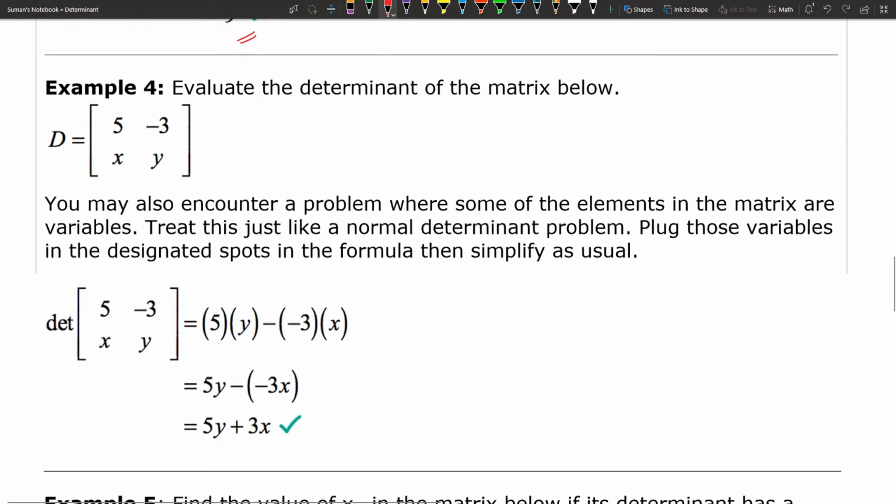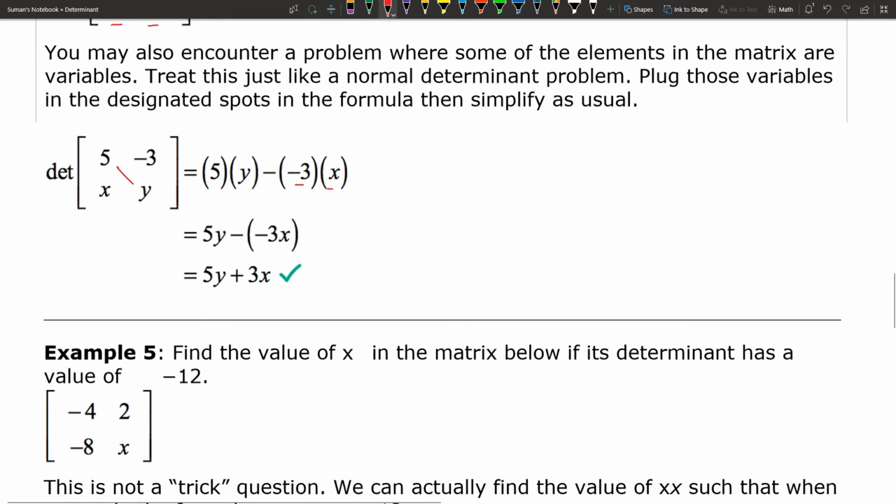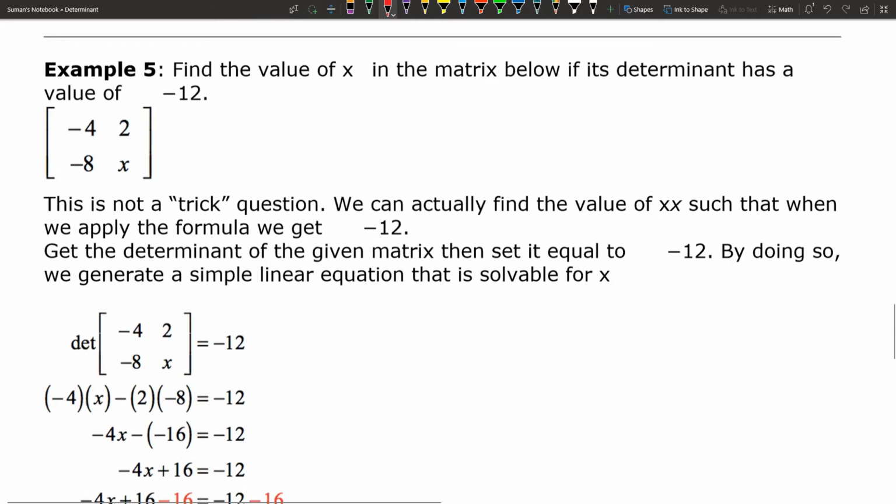Once again, let's check with another type of problem. Evaluate the determinant of the matrix below. Here the first row is 5, minus 3 and the second row elements are x, y. So it is the same: 5 into y minus minus 3 into x. So the result is 5y minus of minus 3x, or the result is 5y plus 3x.